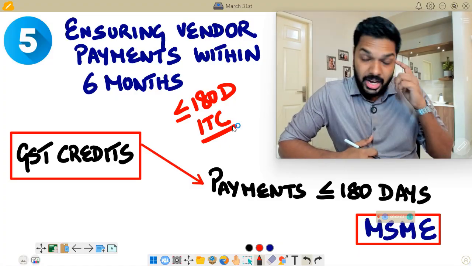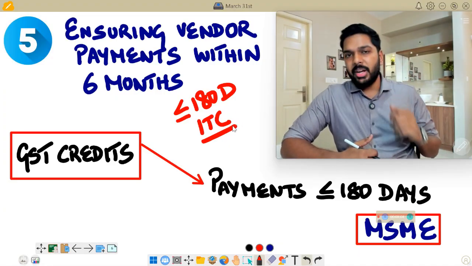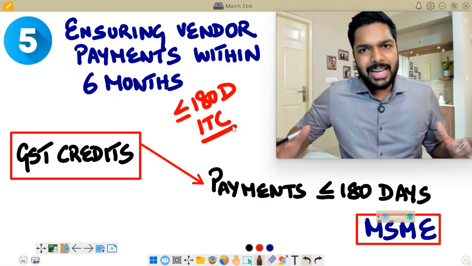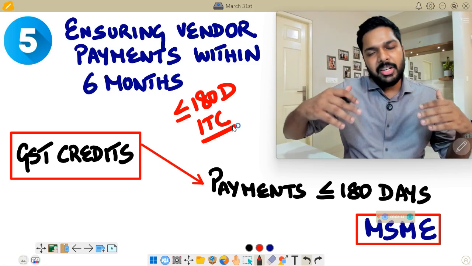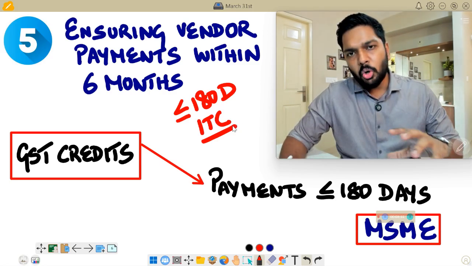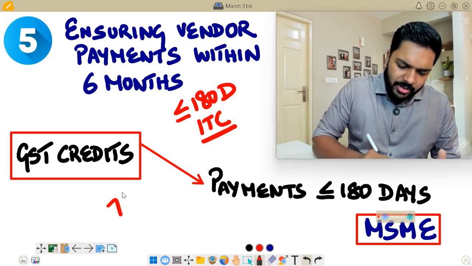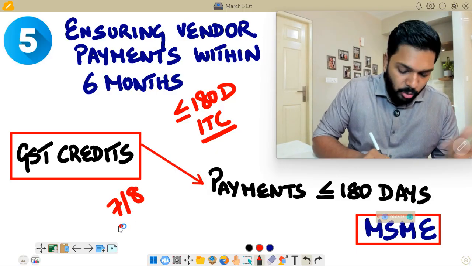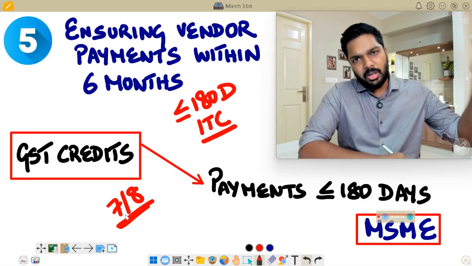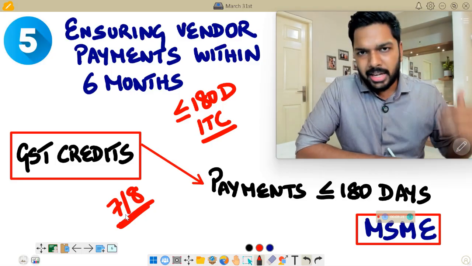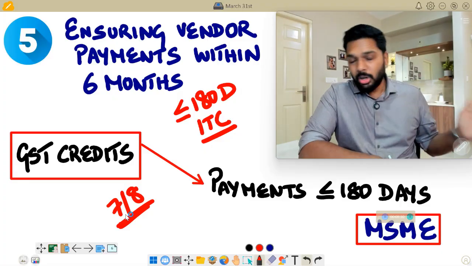So an important check that you must do before 31st March 2026 is to find out the creditors' aging and find out if any payment is still due to the vendors, and if that has exceeded 180 days, then you need to reverse it. And in the 7th or the 8th month, when you pay the vendor the GST amount plus the taxable value, then you can retake or re-avail the input tax credit. So there's no total blockage.